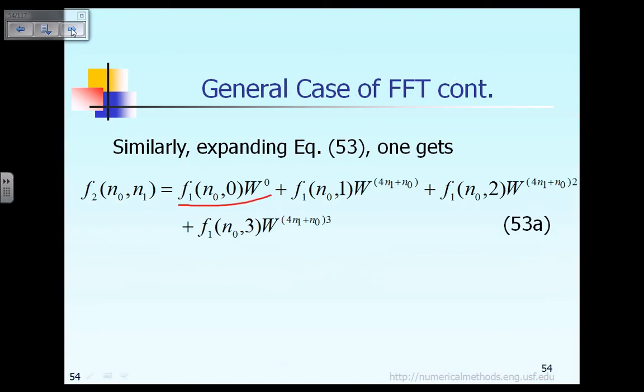This is the first term, corresponding to n1 equal to 0, and then this is the second term corresponding to n1 equal to 1. And then the third term is here, corresponding to n1 equal to 2. And the fourth term is there, corresponding to n1 equal to 3. So each of the equations that we have earlier, after you expand it, you have 4 terms.